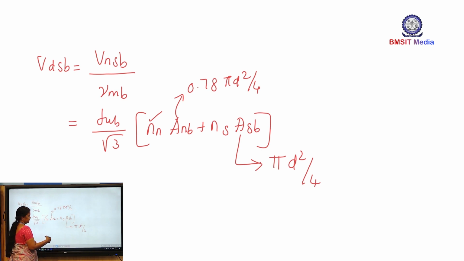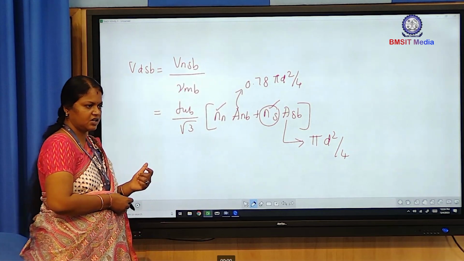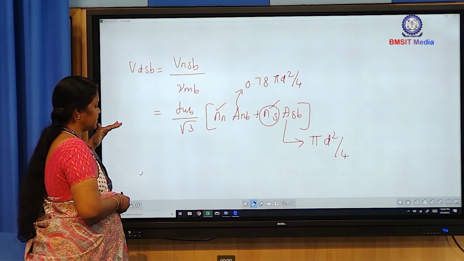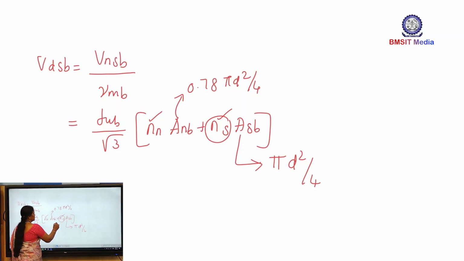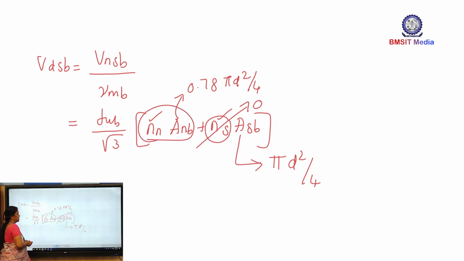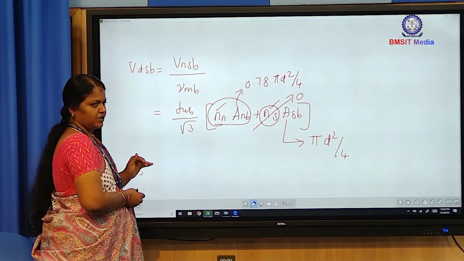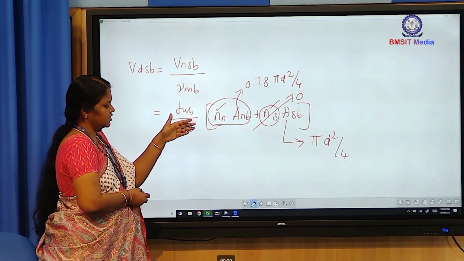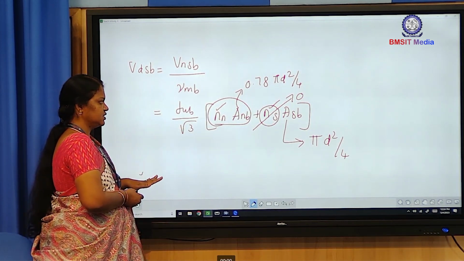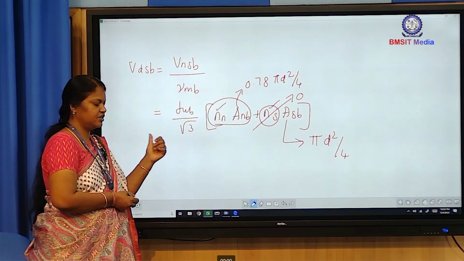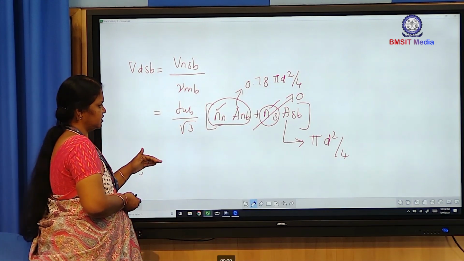If the shear plane passes through the shank area of the bolt, we have to take this term. But we always have to assume the critical case, so we always assume the shear plane passes through the thread of the bolt. So this term always becomes 0, and we consider only this term. If it is a lap joint, NN equals 1 because only one shear plane is there. For a single cover butt joint also NN equals 1, and for a double cover butt joint NN equals 2.